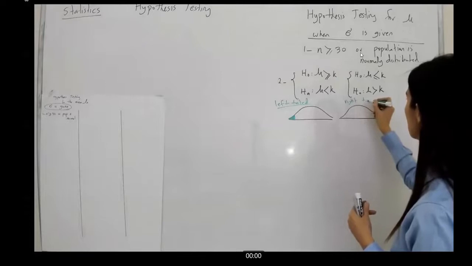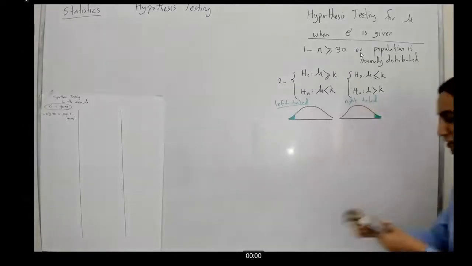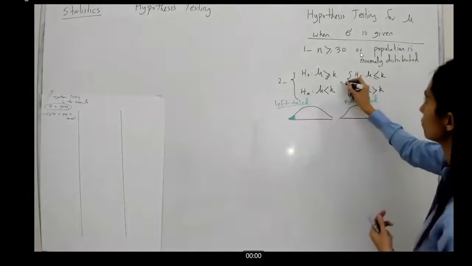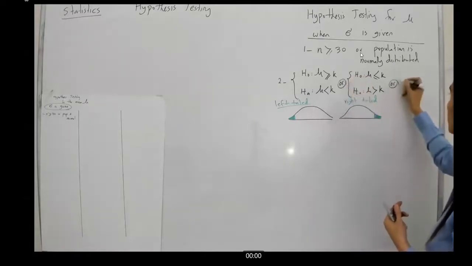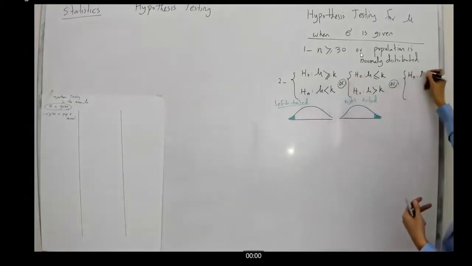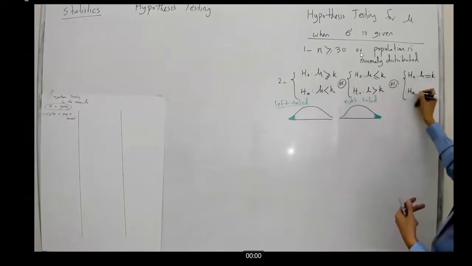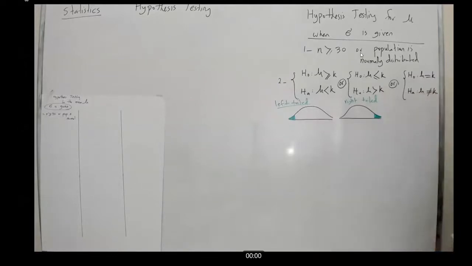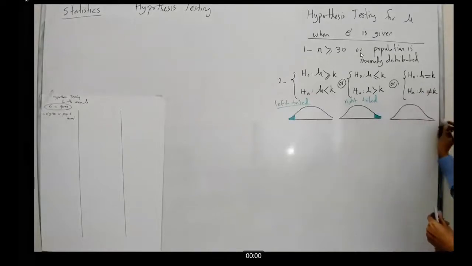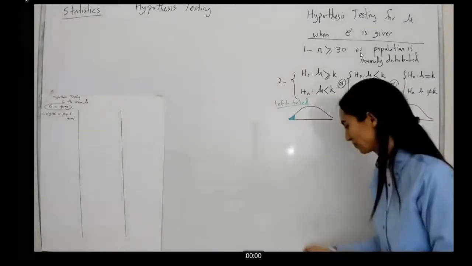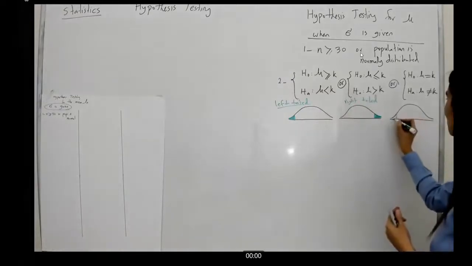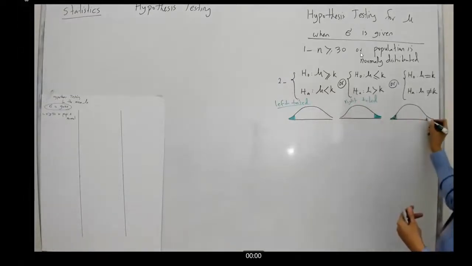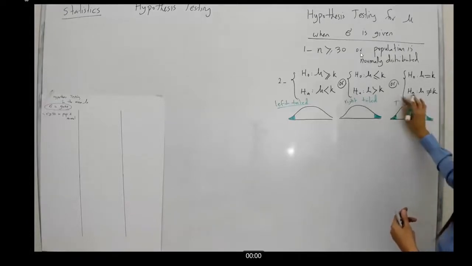And finally, we have mu is equal to k, its complement, mu is not equal to k, which is two-tailed. Two-tailed graph. Some part of the area is on the left, some other part is on the right.